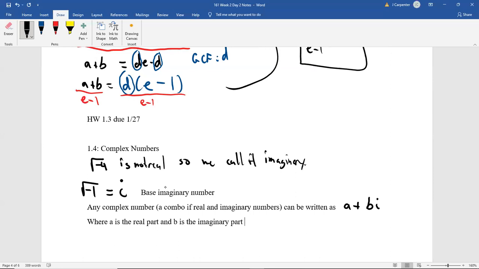This is actually a very, very bold statement. Any number in the entire world can be written as the sum of a real part and an imaginary part. What it means is you can't have i's in denominators of something. What it means is you can't have I squareds in there. What it means is you can't have square roots of i's in there. There's a lot of implicit statements with this, some of which we'll deal with, some of which are above our pay grade.